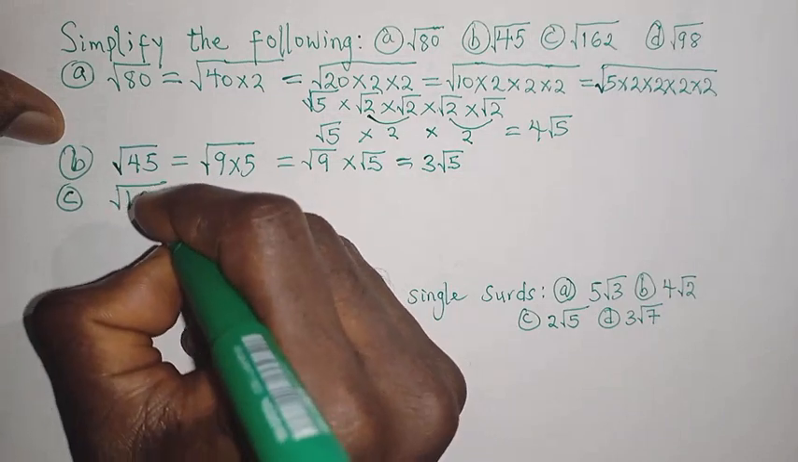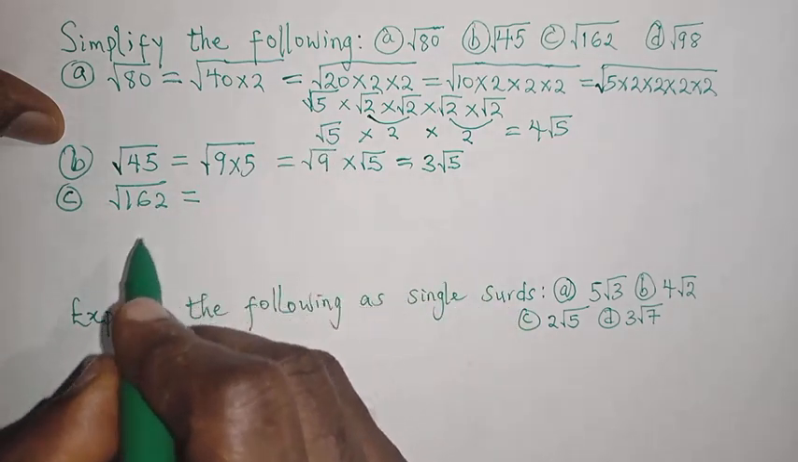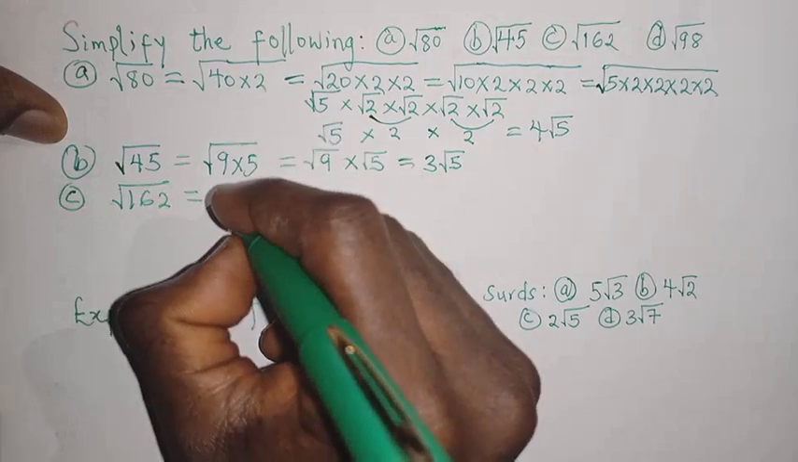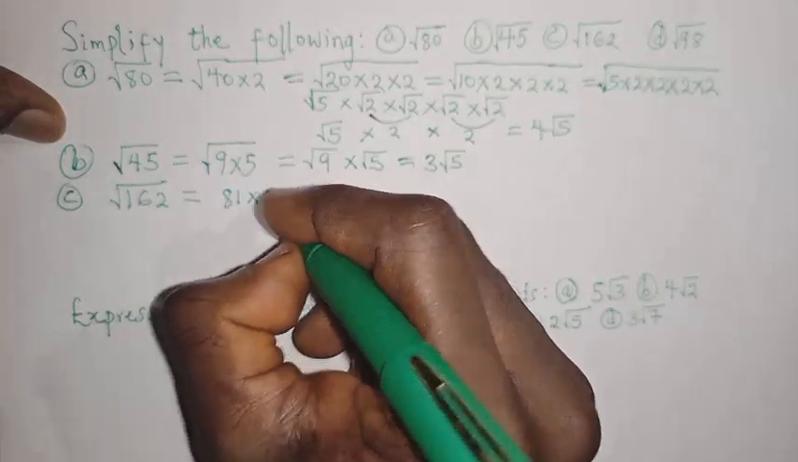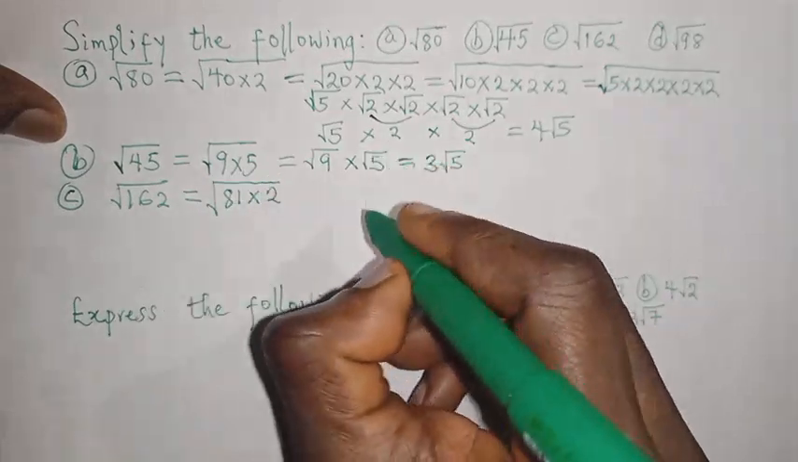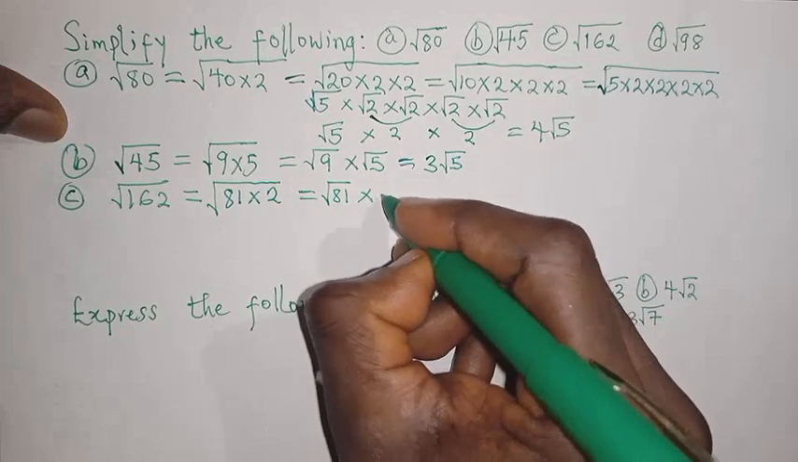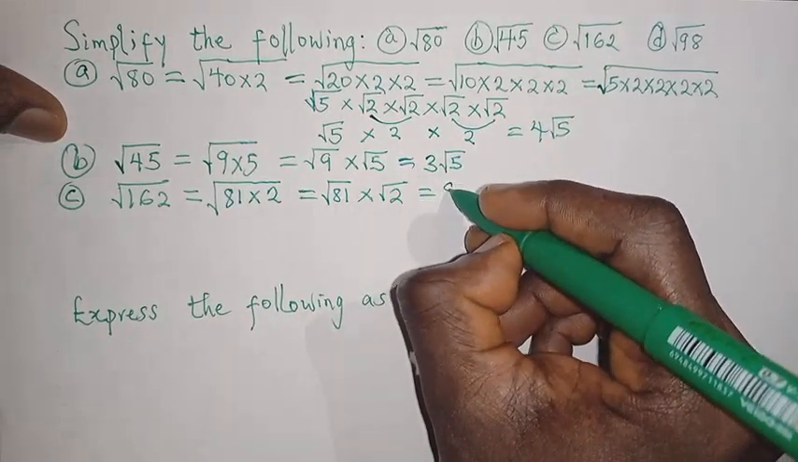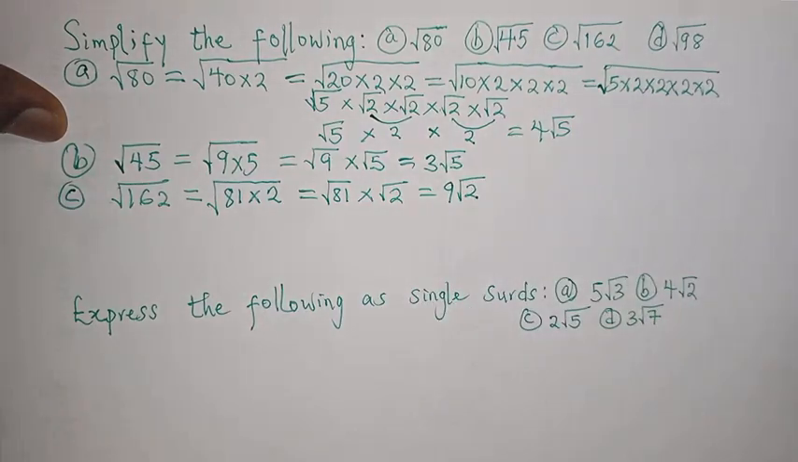Now let's go to the third one. We have the square root of 162. What can we break 162 into? Excuse me. 162 can be broken into 81 times 2. Now 81 is actually a perfect square too. So the square root of 81 is what? 9. So this gives me 9 root 2.